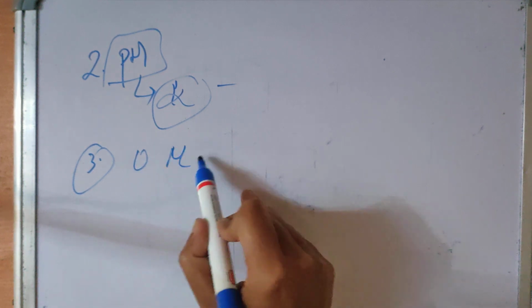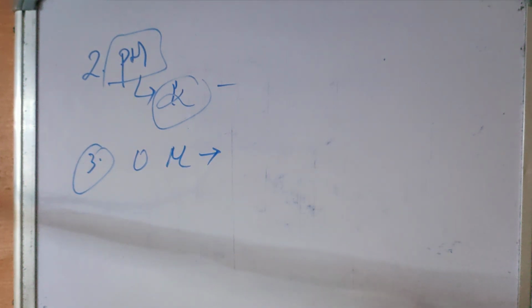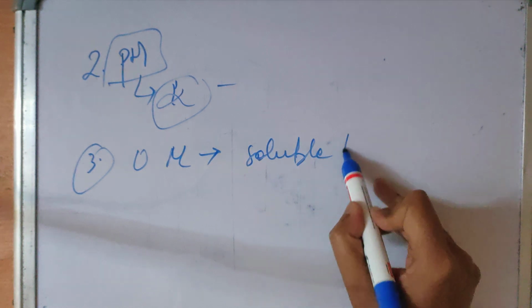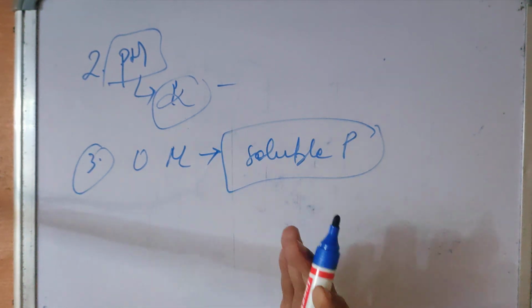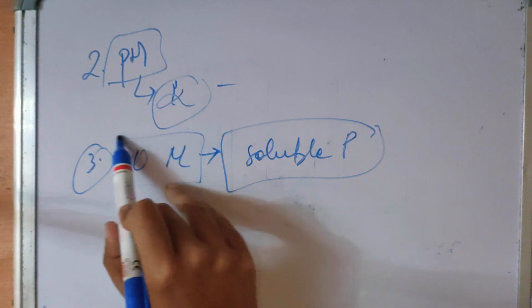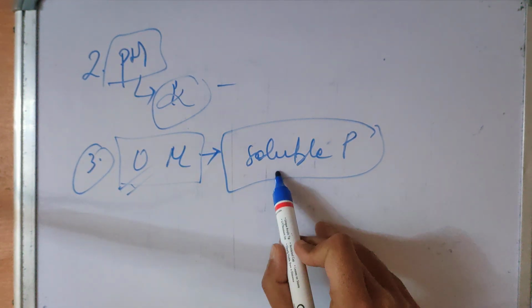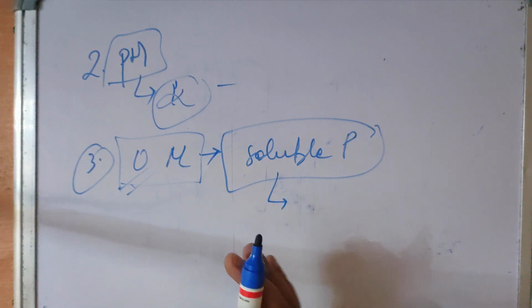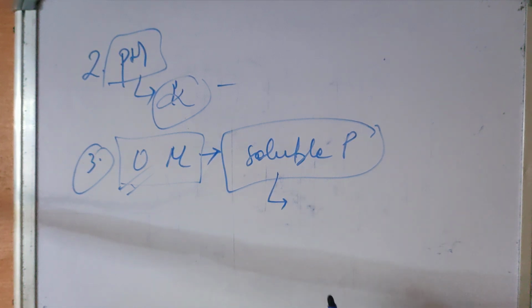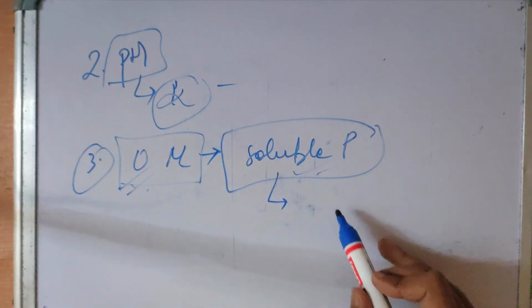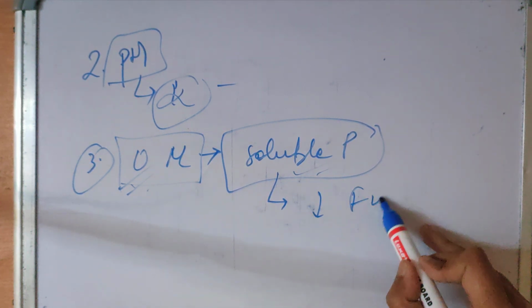So the next point is organic matter, the soluble phosphorus. In the previous topic I also told you that because of the presence of high organic matter, the concentration of phosphates becomes low. That results in low fixation. So here in organic matter, the soluble phosphorus will have lower fixation.